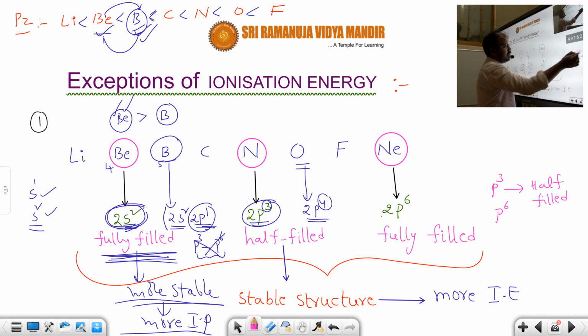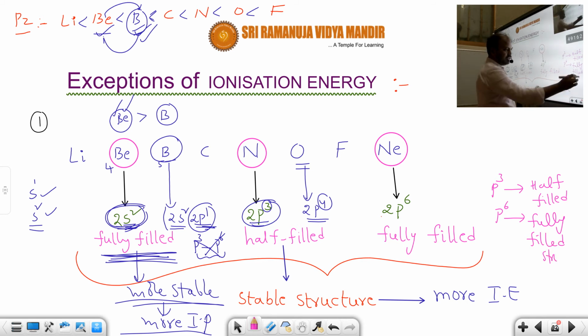Am I correct or not? P containing 6 electrons is also more stable, because whenever p has 6 electrons, it is a fully filled structure. Generally, half filled and fully filled structures influence the ionization potential values. That's why I am saying half filled and fully filled structures are more stable. Whenever there is more stability, there will be more ionization potential.